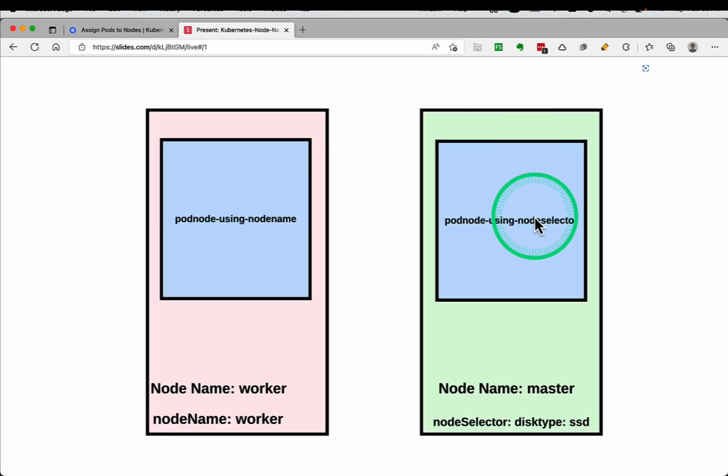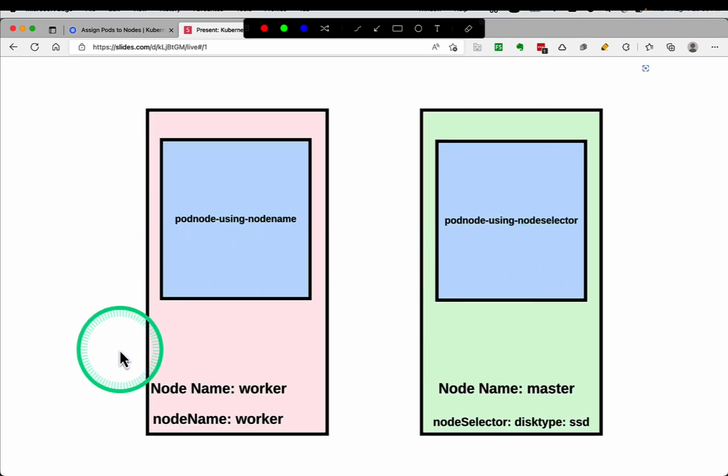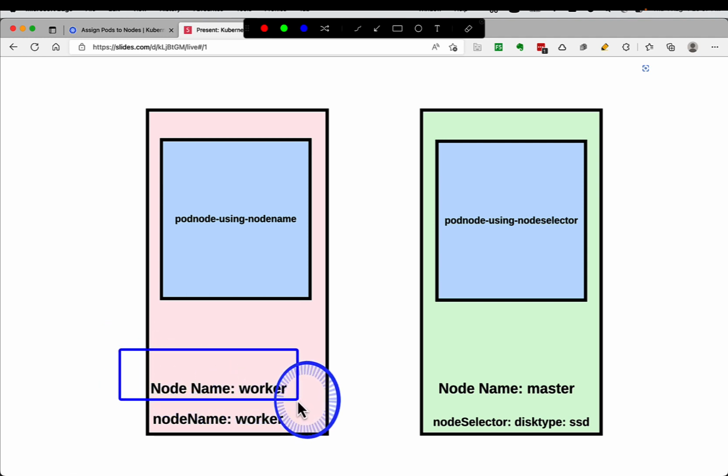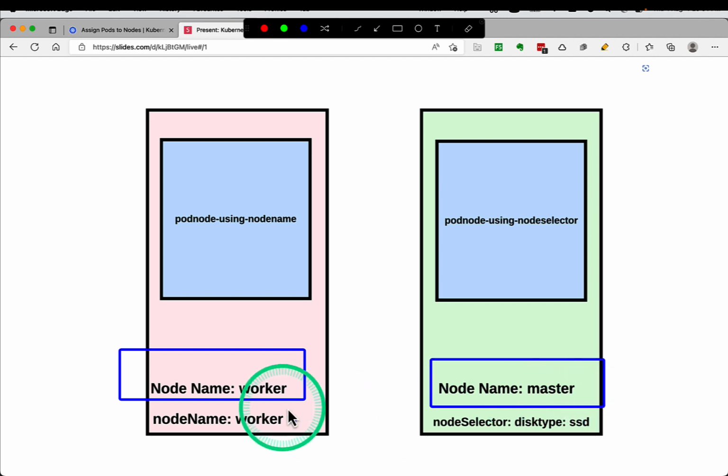So in this scenario I have a two node cluster. There are two nodes. The first node is worker and the second node is master, and as you know, both the nodes can be referred to by their node name. So in this case the node name is worker and in the second case the node name is master, and I'll share the strategy first using the node name.